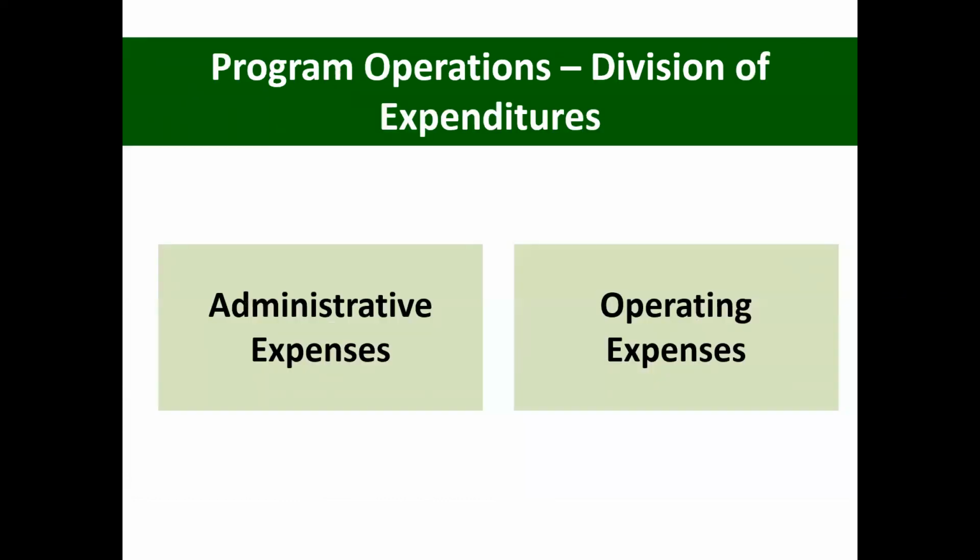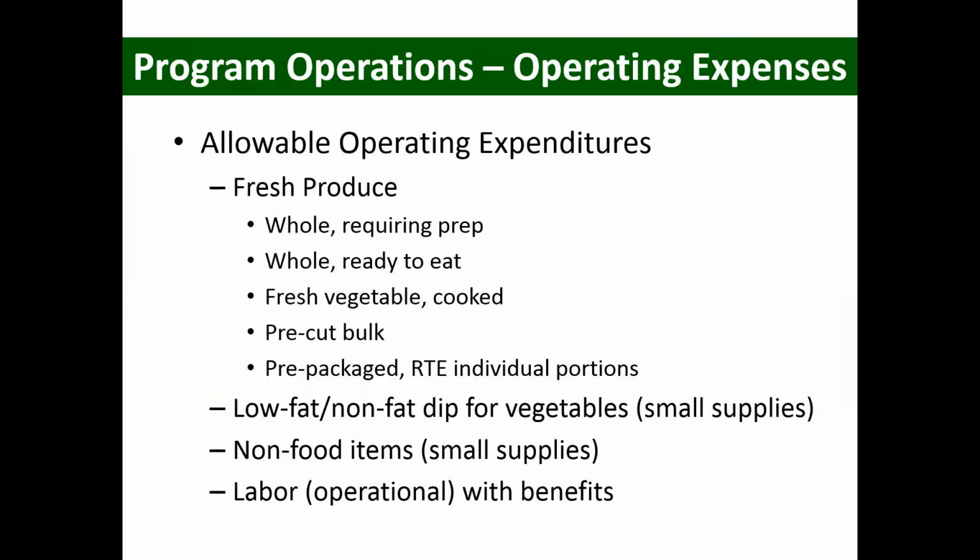Program operations, division of expenditures. You have administrative expenses and operating expenses. Program operating expenses: the allowable expenses are, of course, fresh fruit, fresh produce. I can't tell you why we always refer to fresh produce, because it's fresh produce, fruits and vegetables. So fruit should be on there as well.